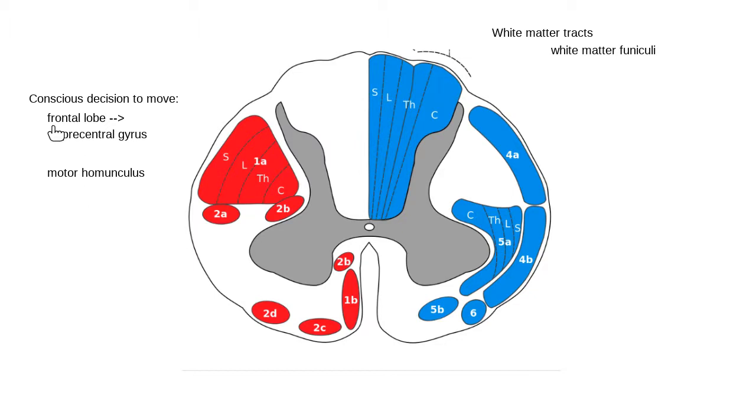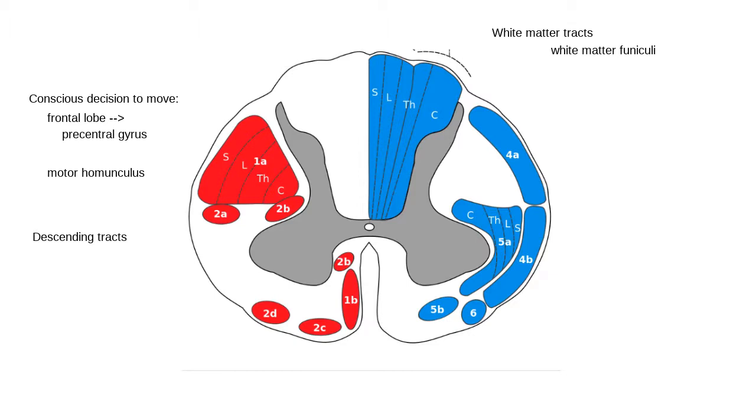So when we decide to move in the frontal lobe, inside the pre-central gyrus, I need to get those decisions or those directions out of the brain. I need to get them down to the muscles that I'm telling to move. That's the job of some of these tracts we're seeing here in red. The red tracts that you see on the left side of the spinal cord over here, we call these descending tracts.